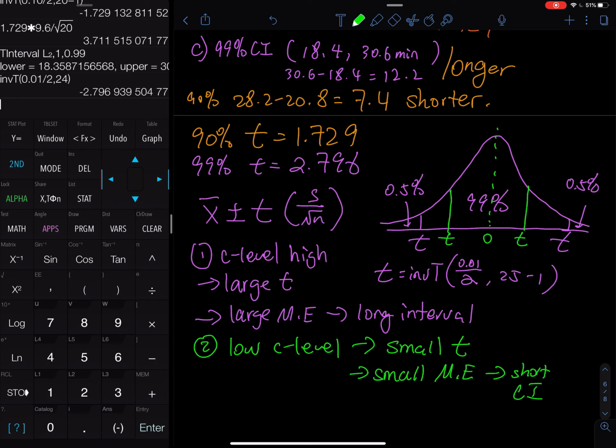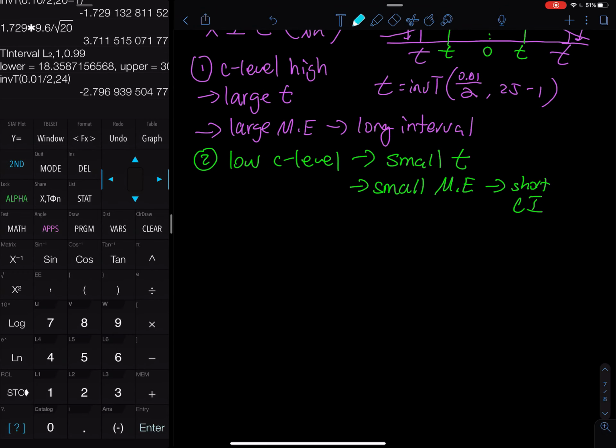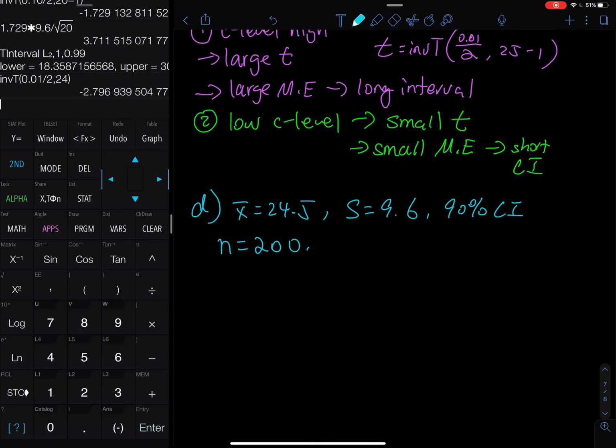Okay, let's move on to D. In part D, I gave you some stats to work on. I said that the sample mean is 24.5, the sample standard deviation is 9.6, and the confidence level is 90%. And then I want you to raise the sample size to 200. Before we do that, we can take a quick look at the formula: T times S divided by square root of N.